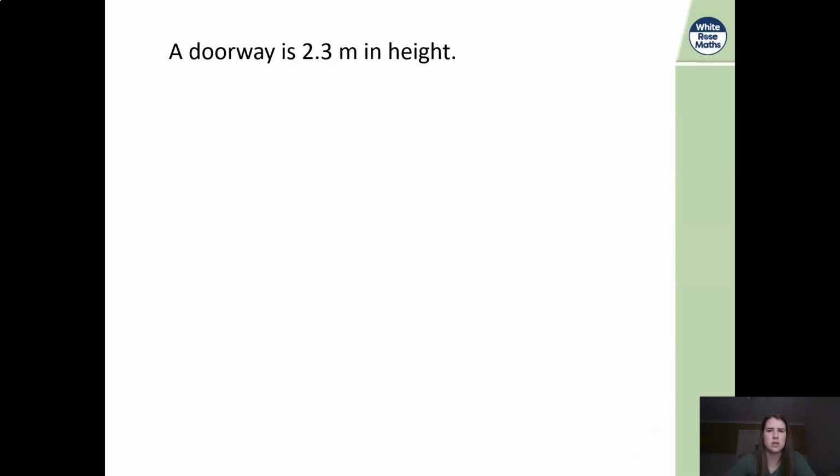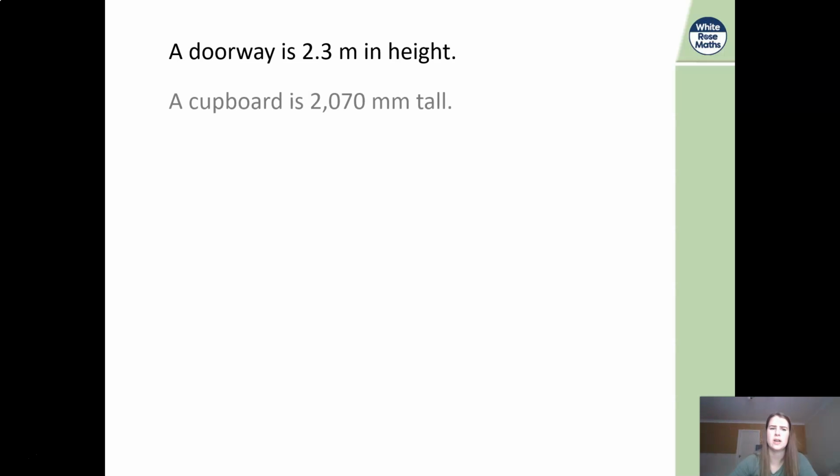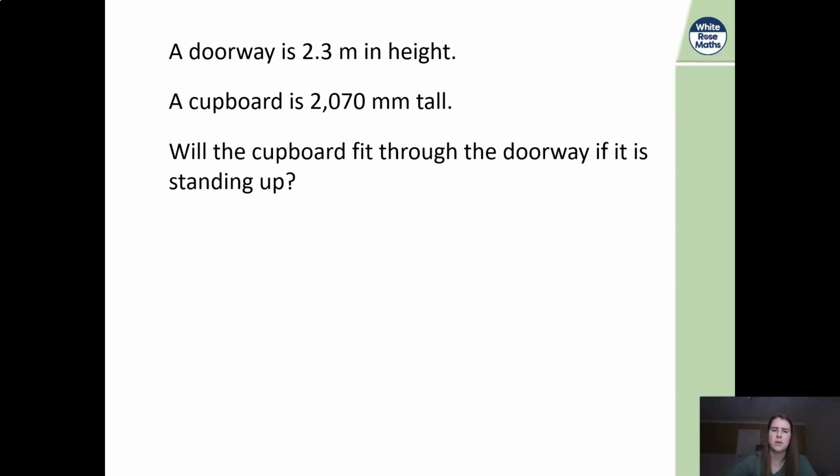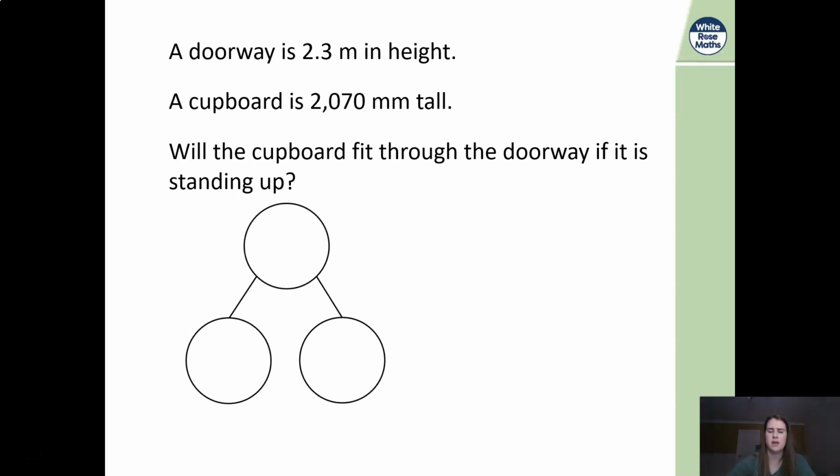Right, let's put it into a problem solving situation here, because I think for next year, this is probably going to be our biggest focus, actually putting skills into a problem solving question. So we've got a doorway, 2.31 metres tall. Okay, we've got a cupboard that's 2,070 millimetres tall. My question is, is that cupboard going to fit through that doorway when it's stood upright? Okay, so first things first, let's look at what we already know.